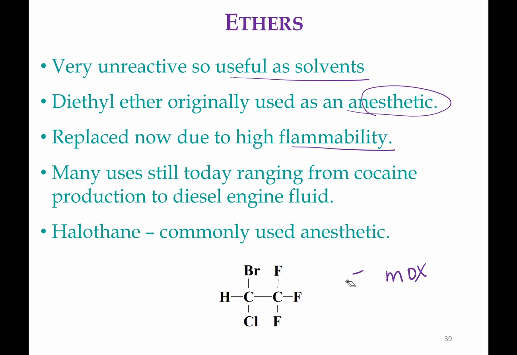So we've now gone to different types of anesthetics that are not as flammable. But like this is a halothane they call them. We put some halogens on there and this makes it less flammable, but it can still commonly be used as an anesthetic. So it can give the same outcome. There are still many uses of ethers today, from cocaine production to diesel engine fluids. So we have a lot of uses for them. Not all good, but take the good with the bad, right?